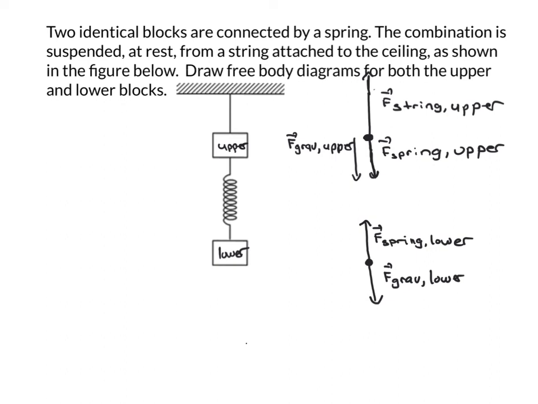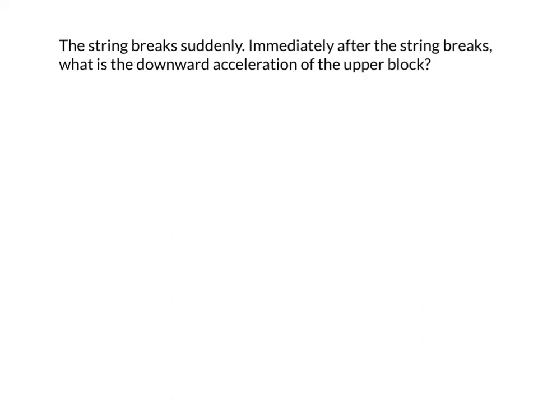So that's it. We've successfully answered the problem. We have drawn free body diagrams for both the lower and the upper blocks. And in each case, the arrows that we've identified in the free body diagrams, if you sum those vectors together, you get zero because we know that the blocks are not accelerating. Okay, one last question. Suppose the string is cut. What happens in that case? And in particular, what is the downward acceleration of the upper block?